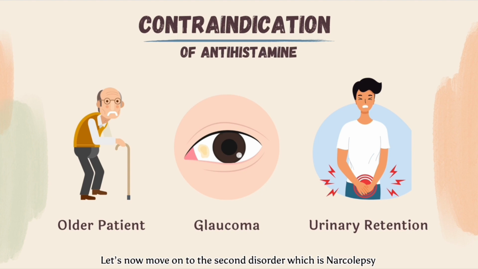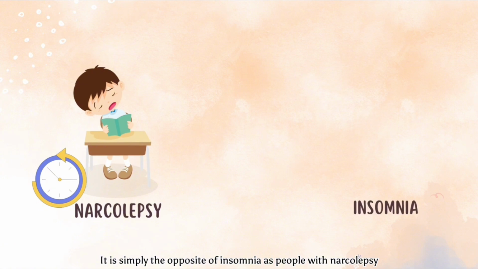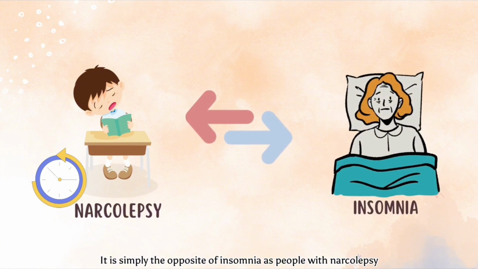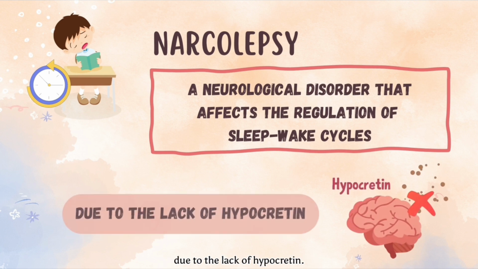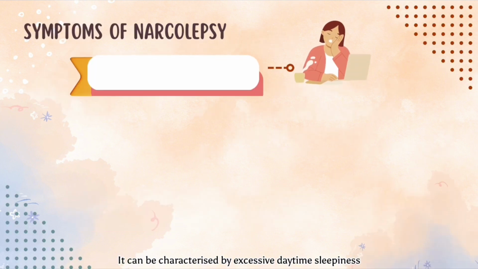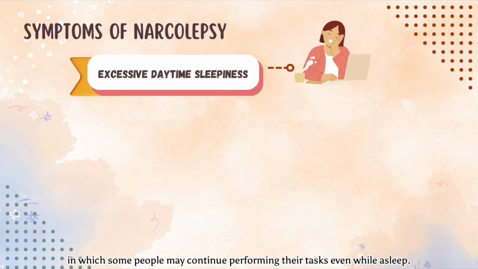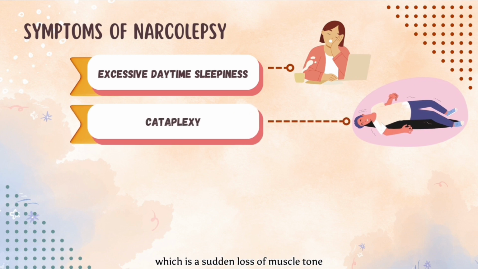Let's now move on to the second disorder, which is narcolepsy. It is simply the opposite of insomnia, as people with narcolepsy will have excessive daytime sleepiness. Narcolepsy is a neurological disorder that affects the regulation of sleep-wake cycles due to the lack of hypocretin. It can be characterized by excessive daytime sleepiness, in which some people may continue performing their tasks even while asleep. You might also experience cataplexy, which is a sudden loss of muscle tone that is triggered by strong emotion.